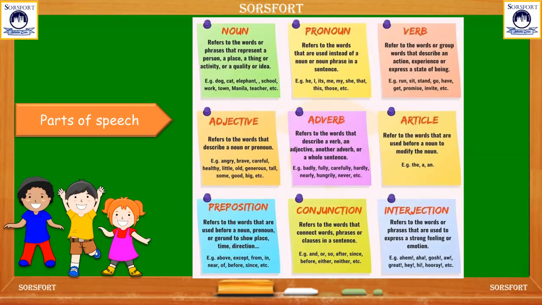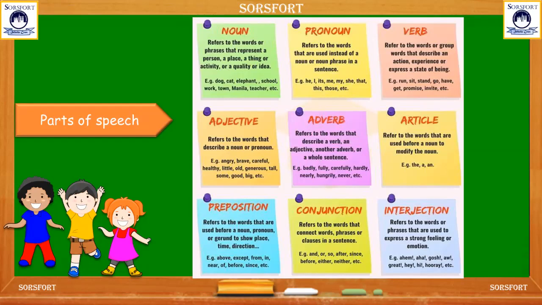Next is pronoun. Pronouns are words that are used instead of a noun or noun phrase in the sentence. For example, he, it, its, me, mine, she, that, these, those. So these are pronouns. Next, verb. Verbs refer to the words or group of words that describe an action, experience, or express a state of being, like run, sit, stand, go, have, get, promise, invite. These all are verbs. And have, has, these are helping verbs.